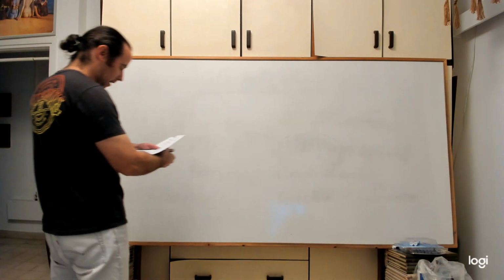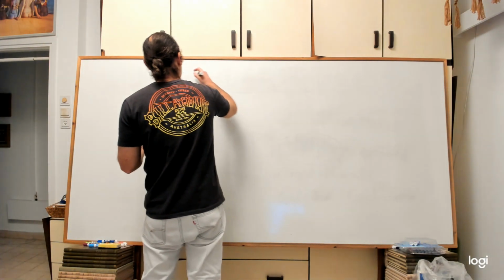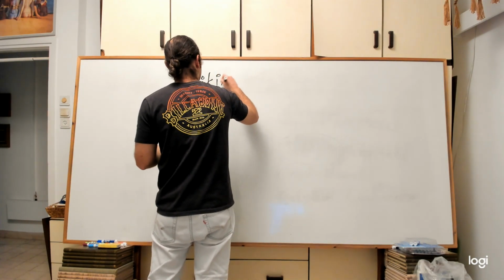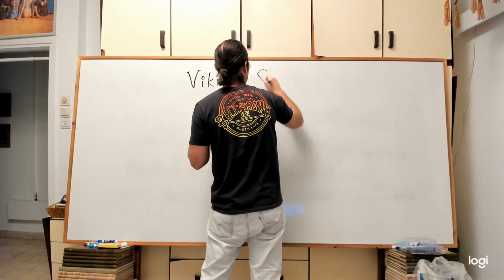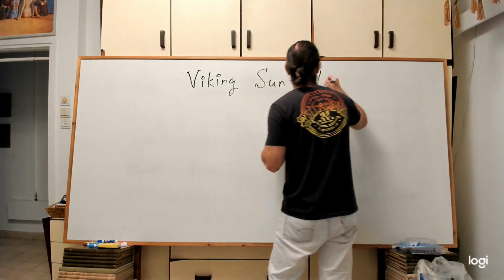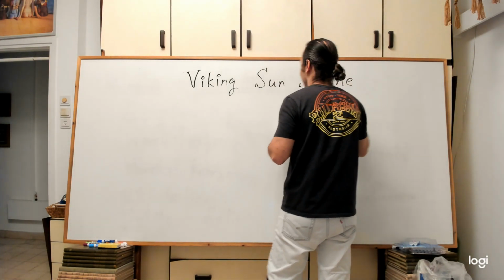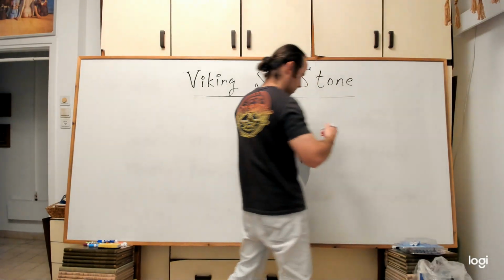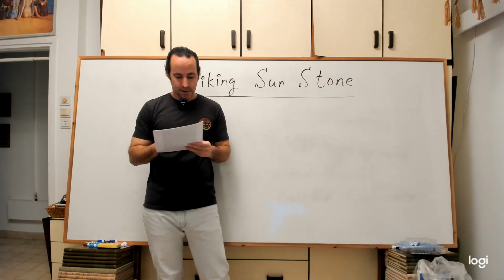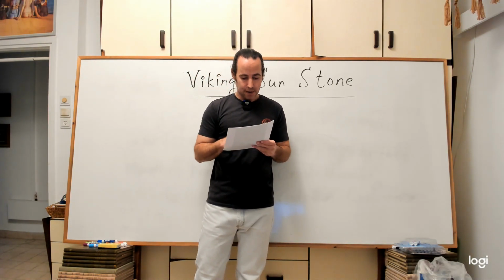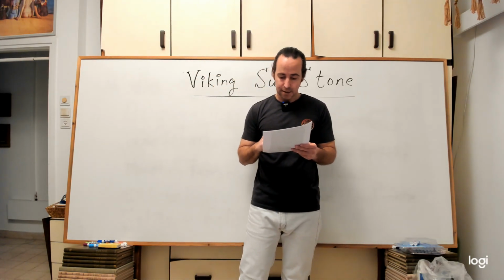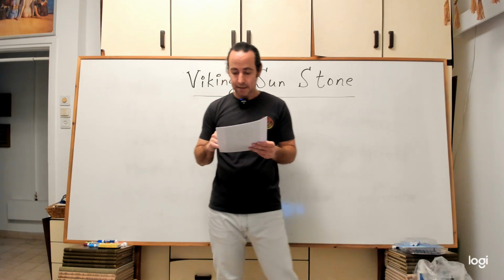Okay, so now we are talking about the Vikings. And they had something that is called sandstone. Okay, so what is the Viking sandstone? The Vikings used this material, the calcite, to navigate their ships at sea. In this context, the mineral is called Iceland spar.